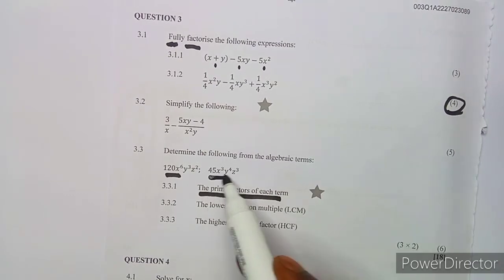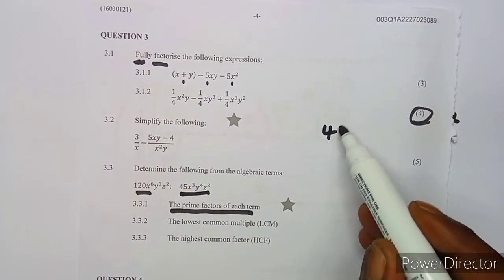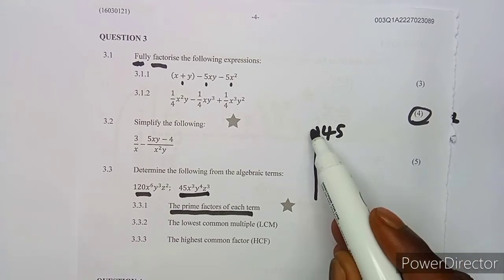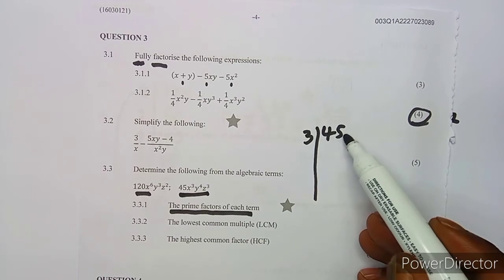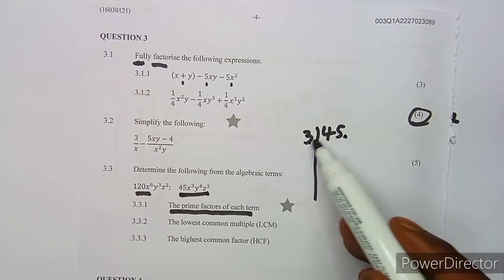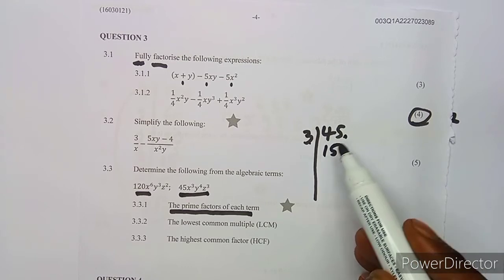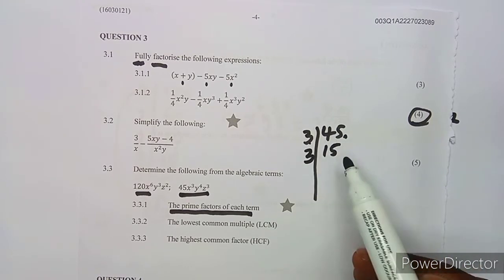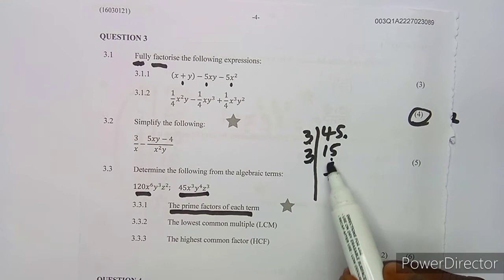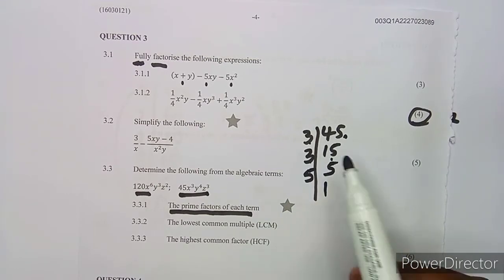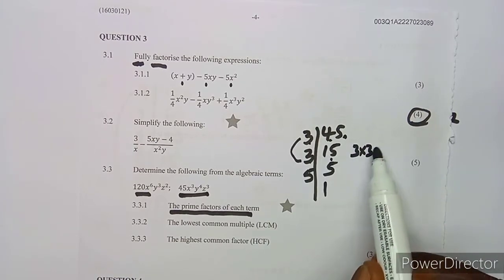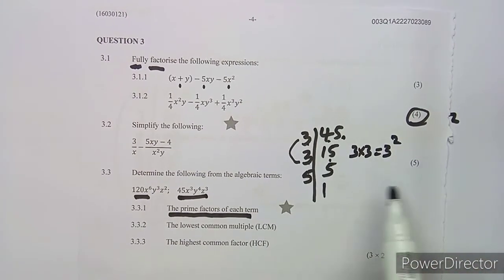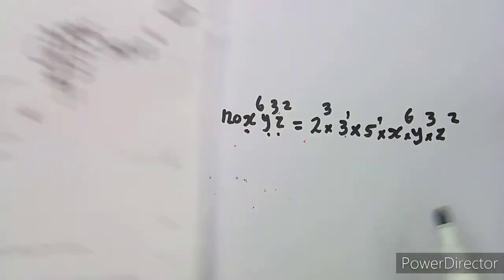Okay, so you do the same thing for 45. Just applying the same concept, we start with 3. 2 is not a factor of 45, because it ends in 5, so you can't try 2. 45 divided by 3 is 15. You try 3 again. 15 divided by 3 is 5. 5 divided by 5 is 1. So 45 is 3 times 3, which is the same as 3 squared. You can write it as 3 times 3, or as 3 squared.